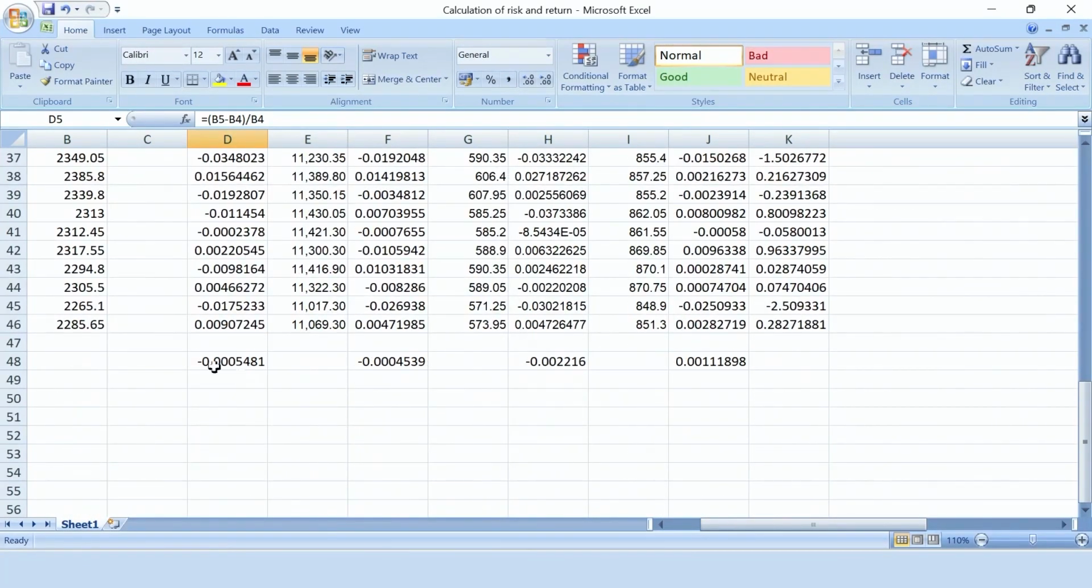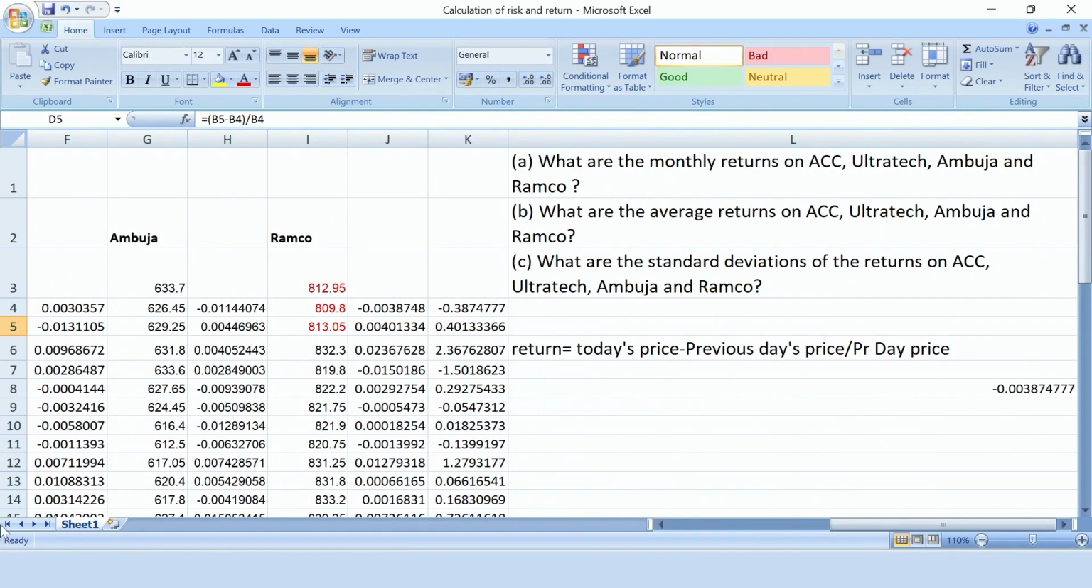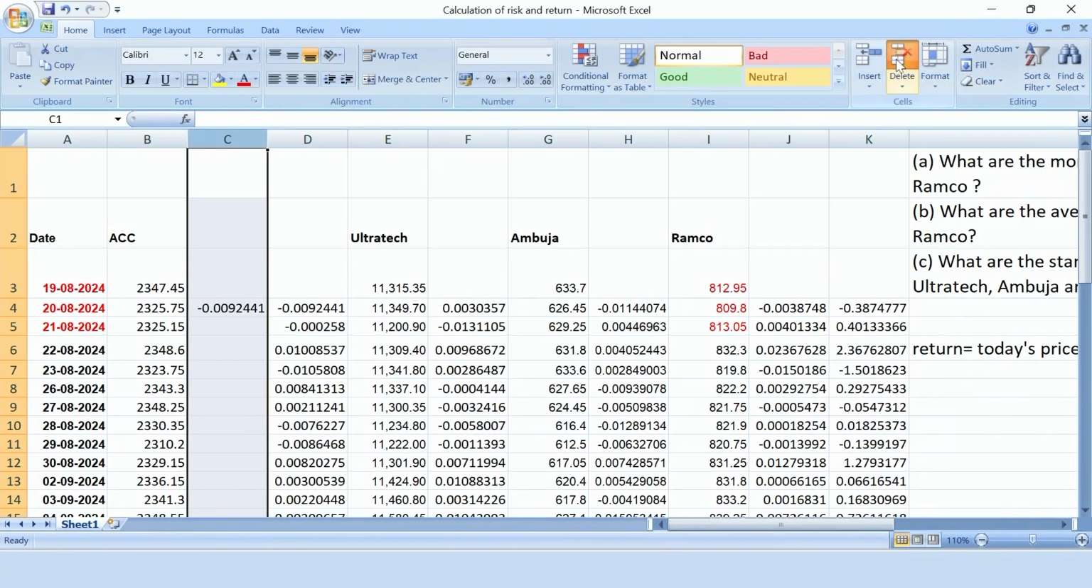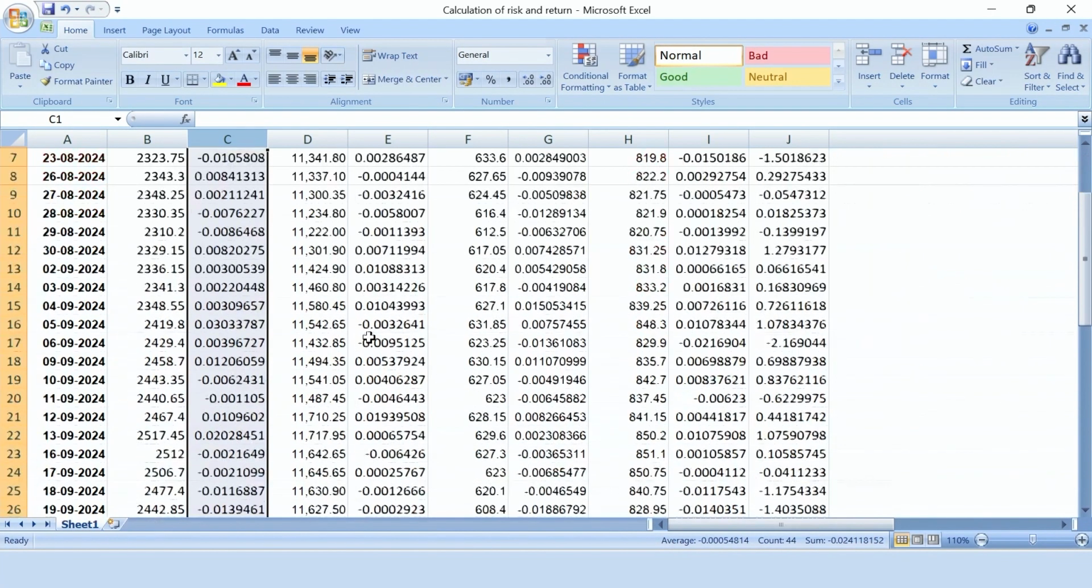Okay, now what we have to do? The first question was to calculate the monthly returns, and we have calculated the monthly returns. Now we have to calculate the average returns. How are we going to calculate it? I am taking this particular column. I am not using the multiplied by 100 column, so I am deleting that cell so that it will be less confusing for you.